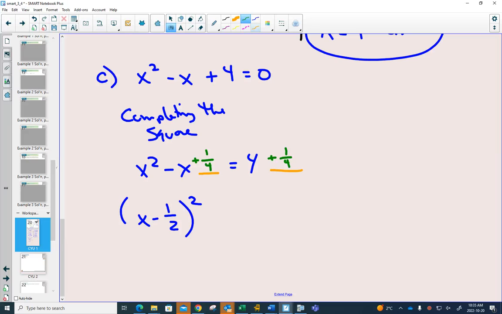Okay? How do I add fractions? Well, this will be common denominator. 16 over 4 plus 1 over 4 would give me 17 over 4. Now I can square root both sides. Square root of the top is 17. Square root of the bottom is nicely 2.